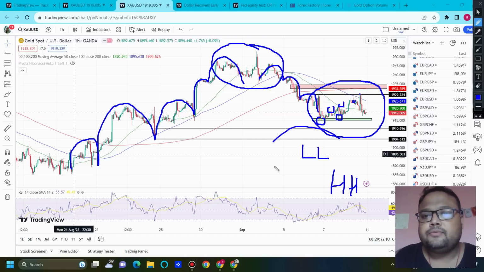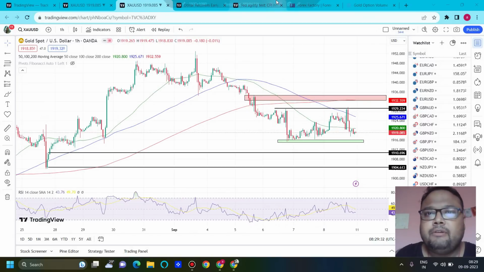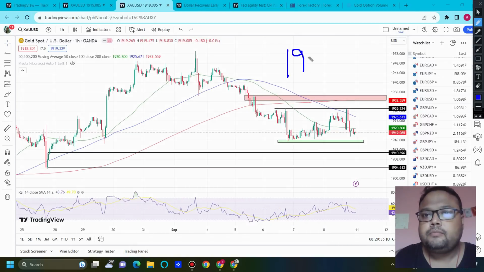This change in the market structure signifies that there is a possibility of a trend reversal in the coming days. So right now 1915 to 1916 is the support for gold.